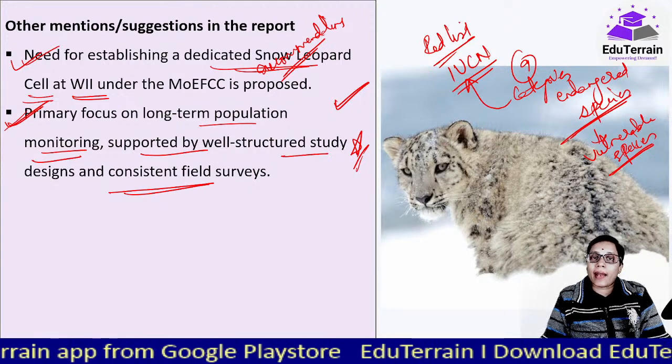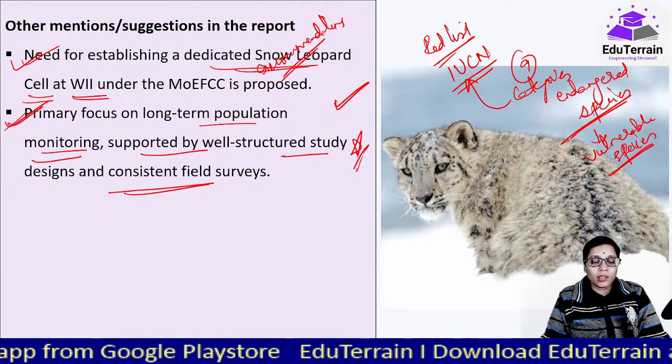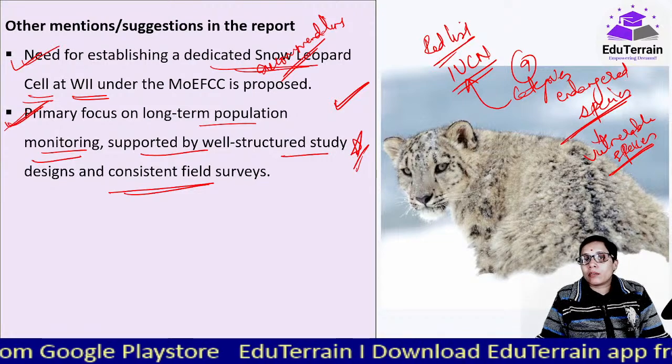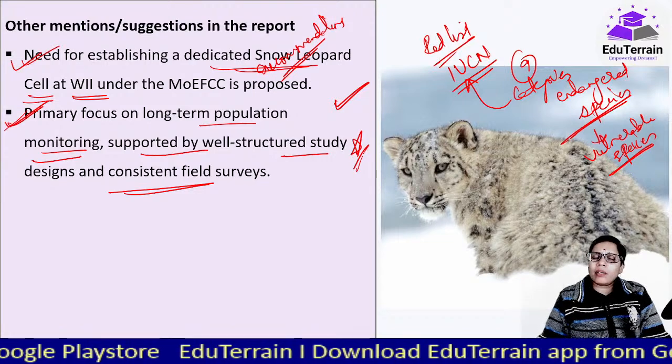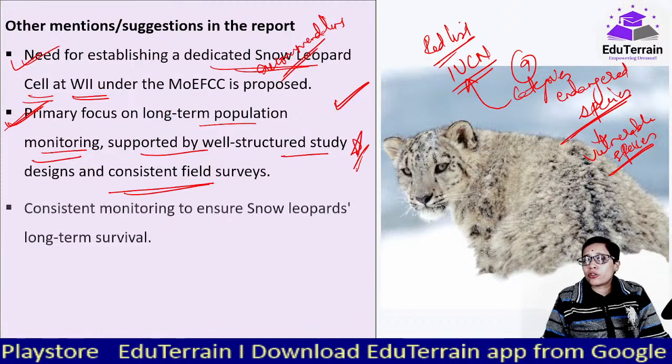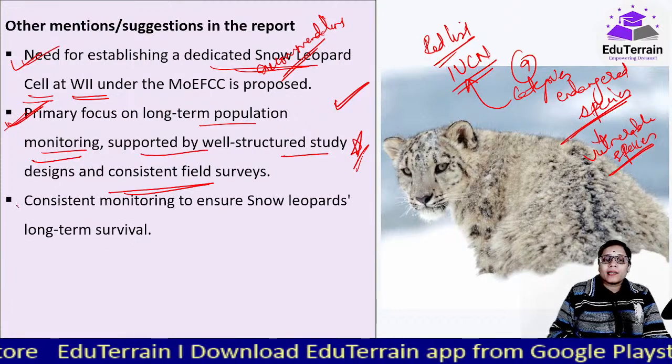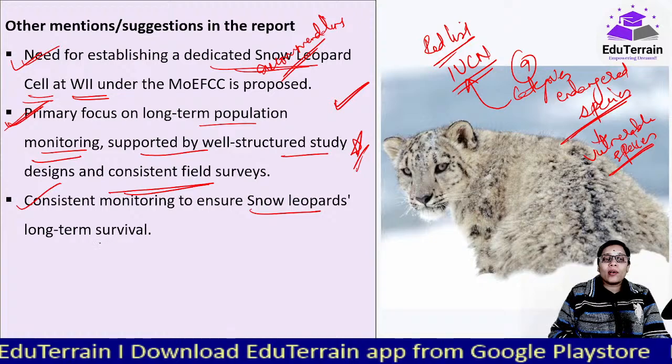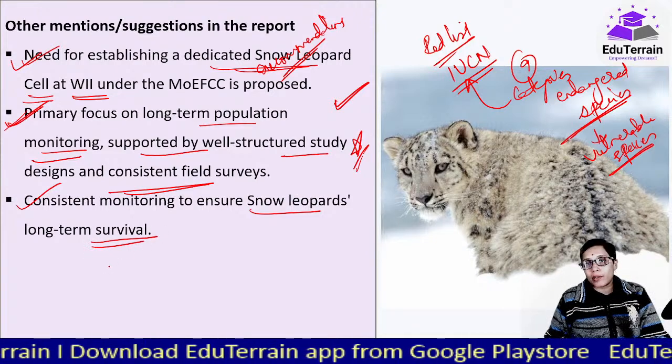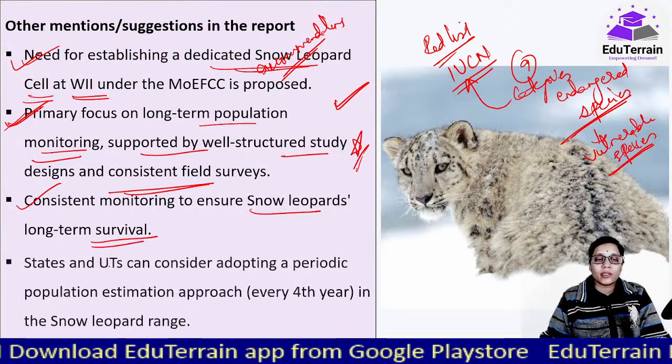So that is how we can tackle this, how we can provide them with proper conservation methods, and all that they wanted this institute to be taken up. Consistent monitoring to ensure snow leopards' long-term survival. This is also one of the things that obviously they should take.